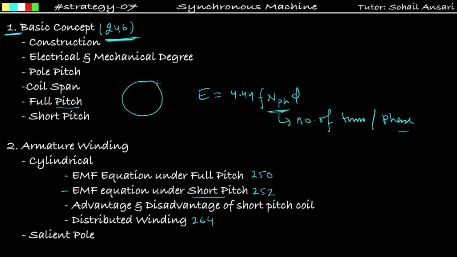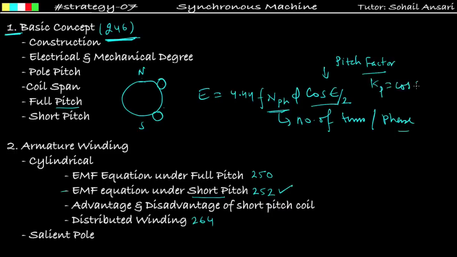Short pitch I have already explained to you. Short pitch is something like this. One winding is here and one winding is here. This is north and this is south. So this conductor is not at north and this conductor is not at south. So this is short pitch, meaning a coil whose coil span is less than 180 degrees is considered to be a short pitch coil. Got it? So if you find the EMF equation under short pitch coil, then you will get one more factor, that is cos epsilon naught by 2. This is the pitch factor. The derivation is already given on page number 252 of PS Bimbhra. So pitch factor is defined as Kp equal to cos epsilon naught by 2.